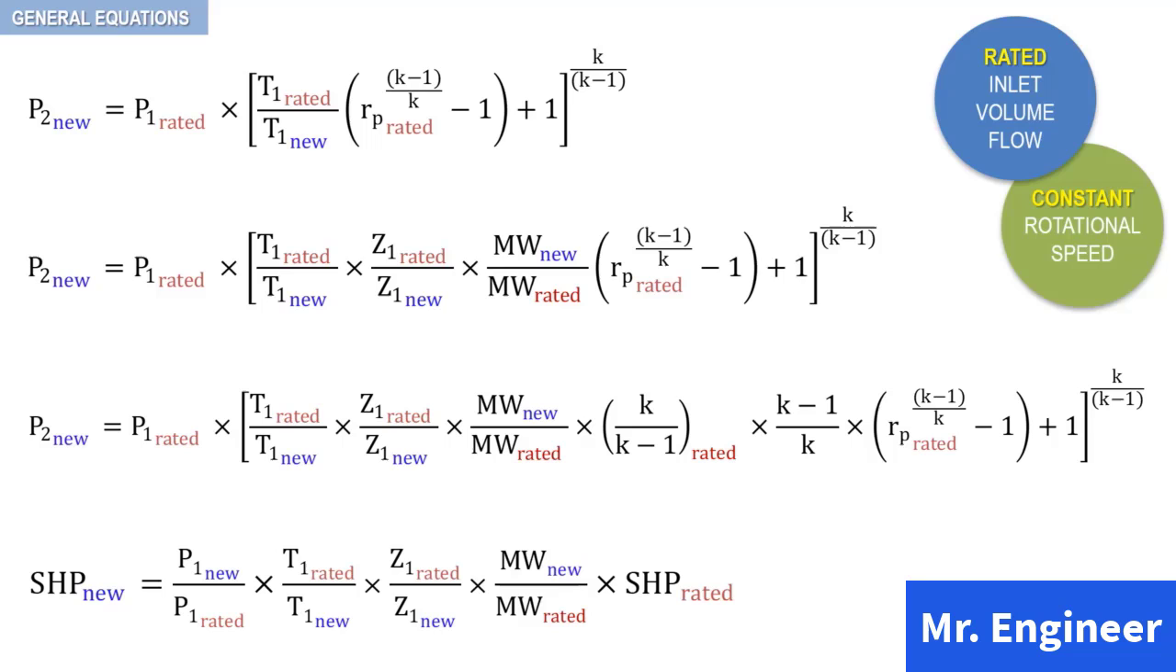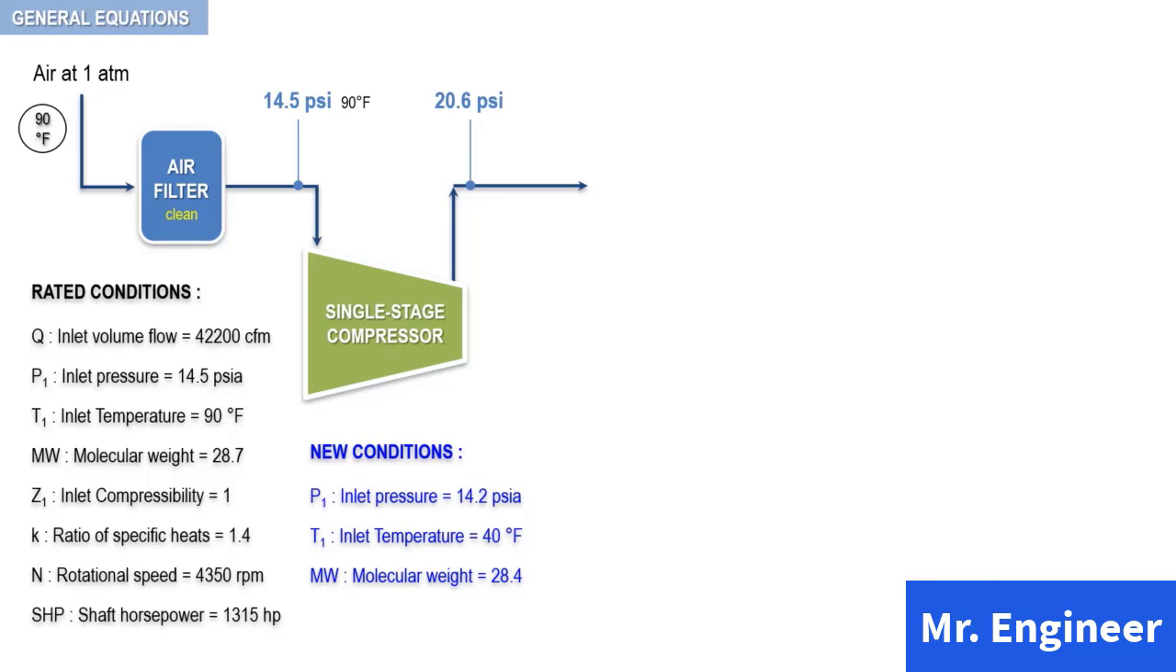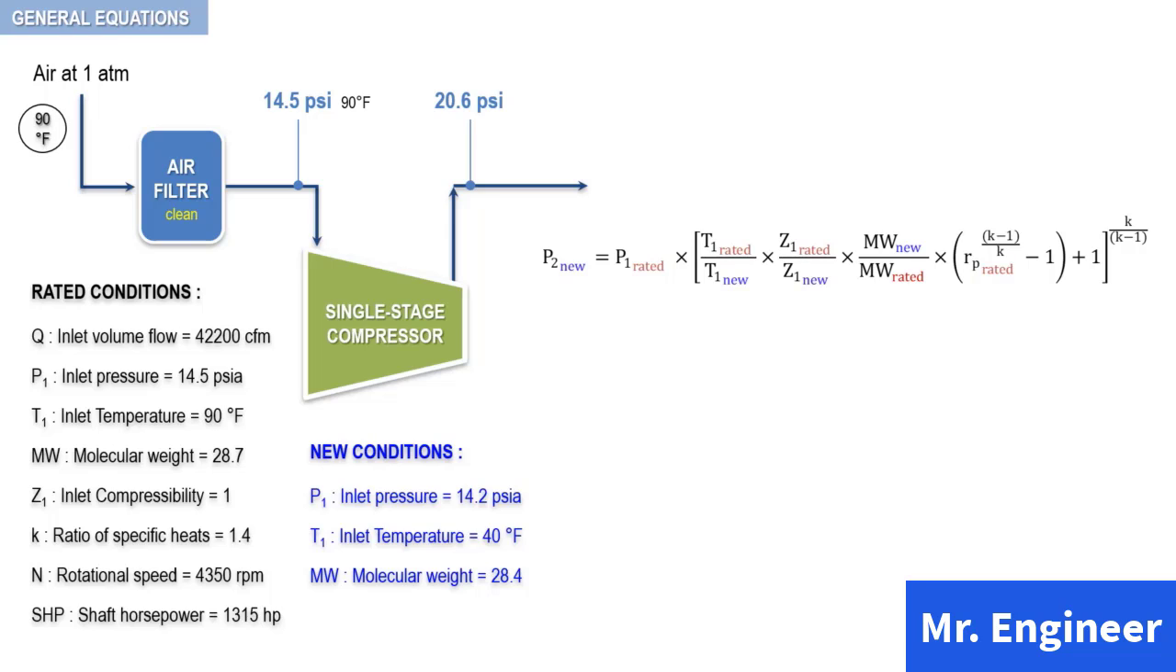Let's consider the single-stage compressor as defined in the following figure. Our problem is to determine the discharge pressure and shaft horsepower at the rated inlet volume flow for a change in inlet conditions, as seen here. So, the new inlet pressure will be 14.2 instead of 14.5 psi, the new inlet temperature 40 degrees Fahrenheit instead of 90, and the new gas molecular weight 28.4 instead of 28.7. In this example, since the ratio of specific heats is a constant, we will use the following discharge pressure equation to solve for the discharge pressure.